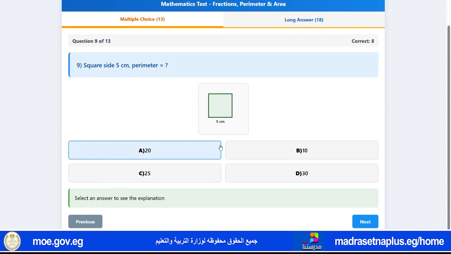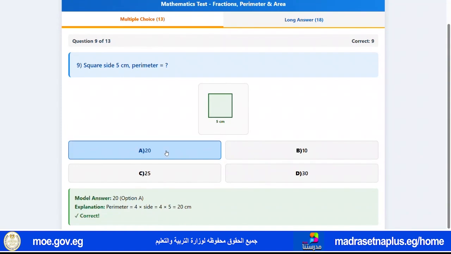And next one, we have a square. We need what? We need its perimeter. The perimeter of a square, 4 times side length. That means 4 times 5. 4 times 5, it will be 20 centimeters. Yeah, the perimeter, 4 times side, 4 times 5, 20.